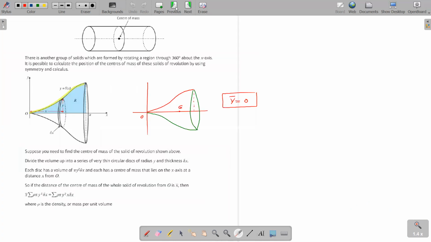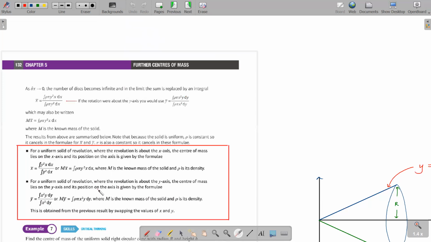For example, in this particular shape, I think you can see it's not something that we know the volume of. You don't know how to find the volume of an object like this, right? So in a case like this, where you do not know the complete volume of the object, it's best you go with the first equation. x bar equals integration of y square x with respect to x divided by integration of y square with respect to x. Go with this equation because you don't know the total volume.